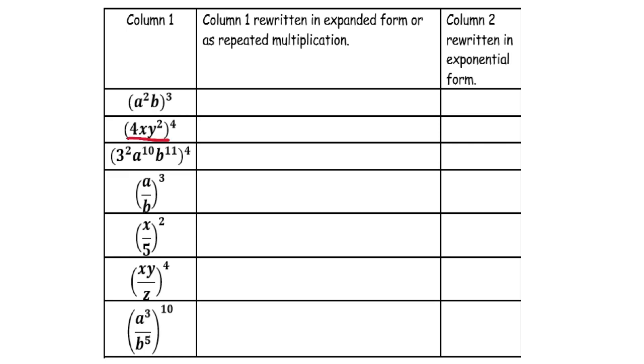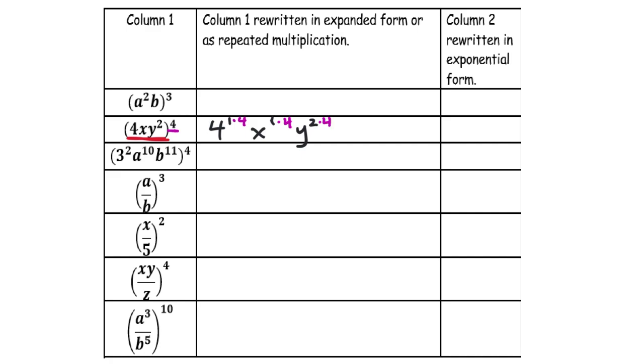So let's do this one right here, the 4 times x times y to the power of 2, all to the power of 4. So I look at the 3 bases that I have: 4, x, and y. Now, the 4 has an exponent of 1, the x has an exponent of 1, and the y has an exponent of 2. But this 4 on the outside of the parentheses needs to be multiplied by those exponents. So I will multiply them.